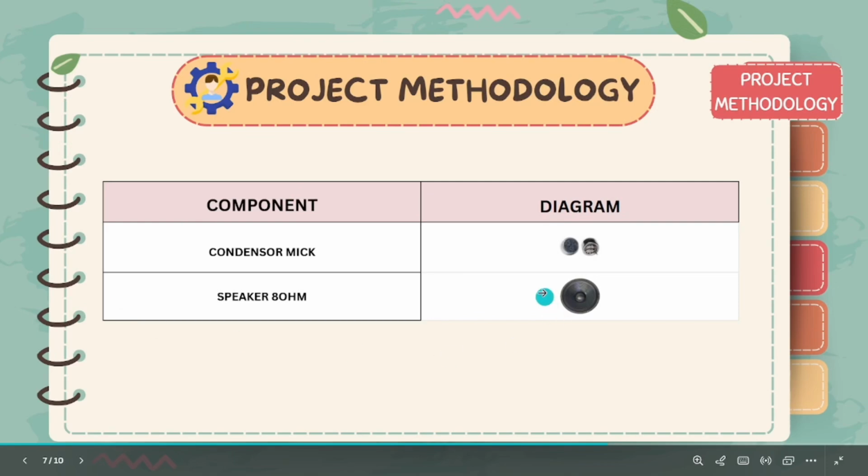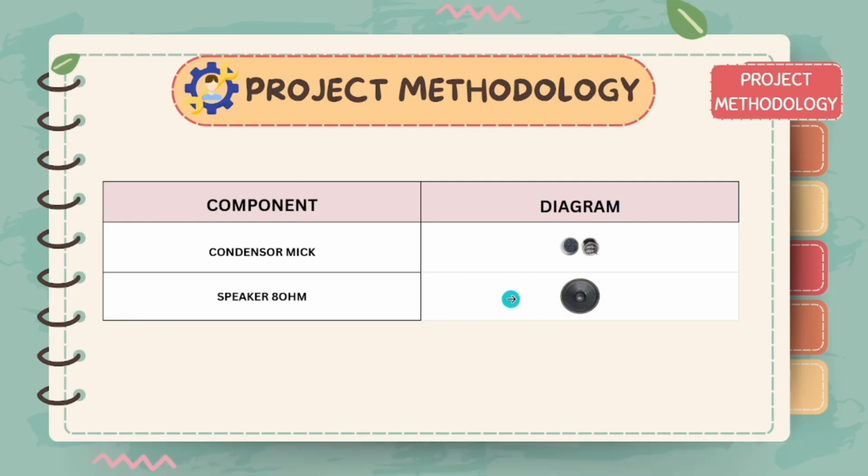Next we use a condenser mic, which converts sound into a small electrical signal, which we call an audio signal. The last one is the speaker. We use an 8 ohm speaker, which converts the amplified electrical audio signal into sound.